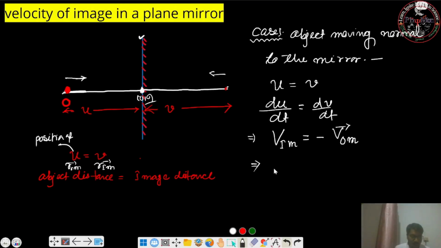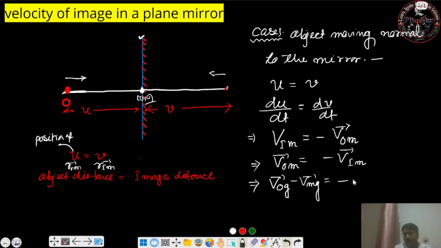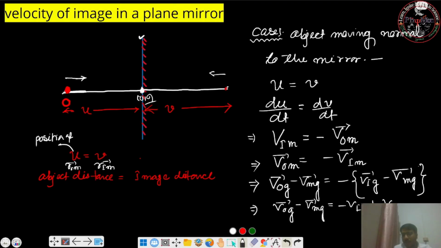এতিয়া আমি ইয়াৰ পৰা যদি লিখো velocity of object with respect to mirror is equal to minus of velocity of image with respect to mirror, is it? এতিয়া আমি যদি এইটো চাও with respect to ground, তাহলে আমি কি পাম, velocity of object with respect to ground minus velocity of the mirror with respect to ground is equal to minus of velocity of the image with respect to ground minus velocity of mirror with respect to ground, is it? Okay, আমাক লাগে velocity of image with respect to ground, so আমি এইটো চালে লিখিব পাৰো, velocity of object with respect to ground minus velocity of mirror with respect to ground is equal to minus of velocity of image with respect to ground plus velocity of mirror with respect to ground.